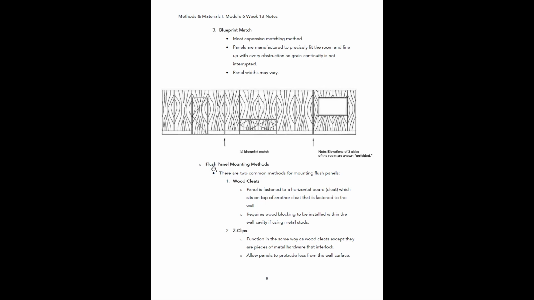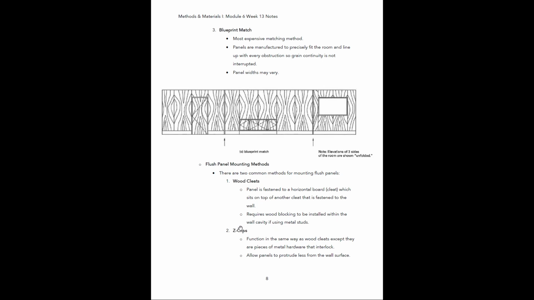All right. So now we're going to talk about some ways that these panels actually get mounted to the wall. And again, this is only for the flush panels, okay? So there's going to be two common methods for mounting flush panels to the walls. The first method is using wood cleats. There are going to be diagrams on the next page, but I'm just going to talk about them really quickly. This is when you have a panel that is fastened to a horizontal board known as a cleat, and this cleat is then going to sit on top of another cleat that is fastened to the wall. This requires wood blocking to be installed within the wall cavity if you're using metal studs.